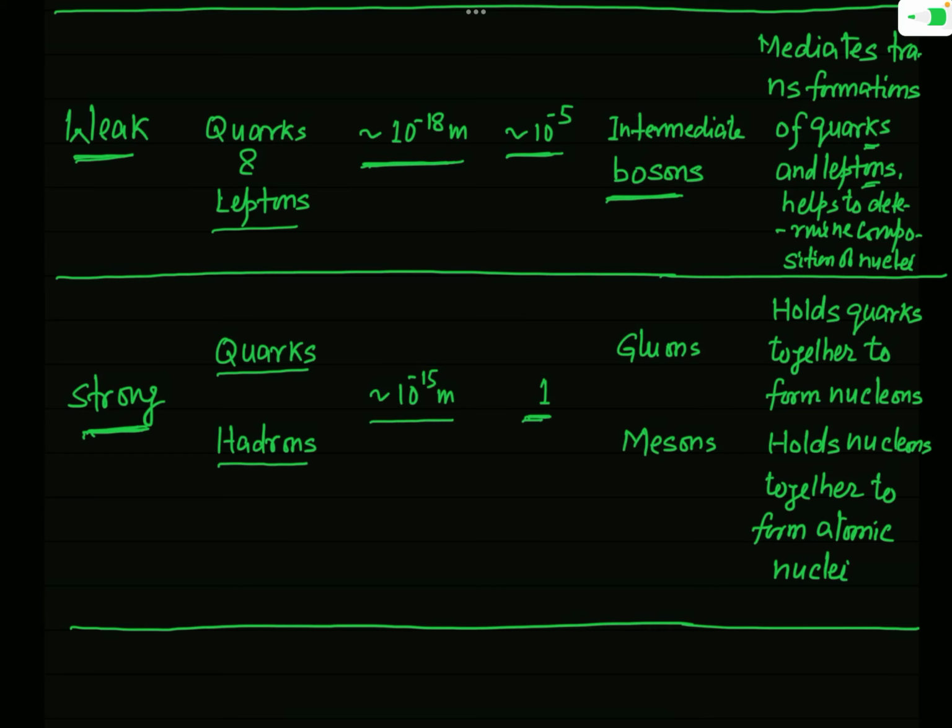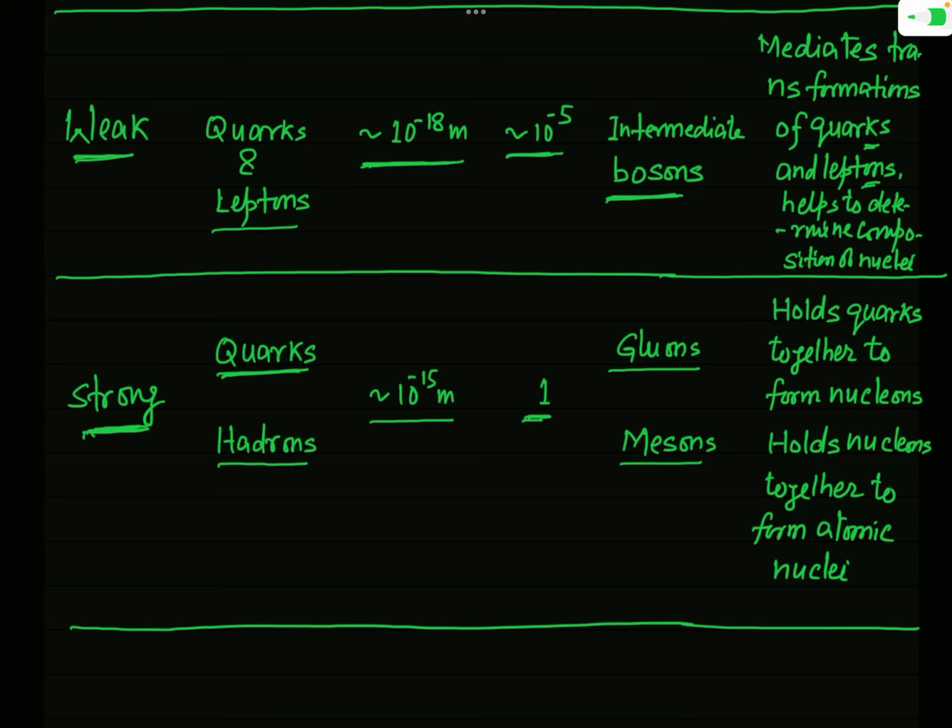Now what are the particles which actually mediate this strong force? This strong interaction is mediated again by two particles. As you have seen, a strong force affects quarks. When the strong force affects quarks, then this force is mediated by gluons. And when it affects hadrons, then it is mediated by mesons. So you can simply say that gluons and mesons are the field quanta which mediate this strong interaction.